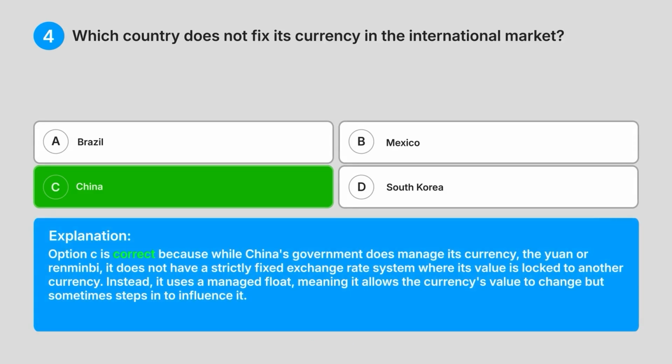Explanation. Option C is correct because while China's government does manage its currency, the yuan or renminbi, it does not have a strictly fixed exchange rate system where its value is locked to another currency. Instead, it uses a managed float, meaning it allows the currency's value to change, but sometimes steps in to influence it.